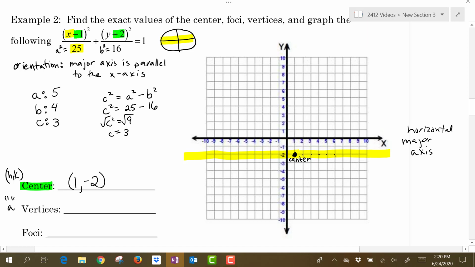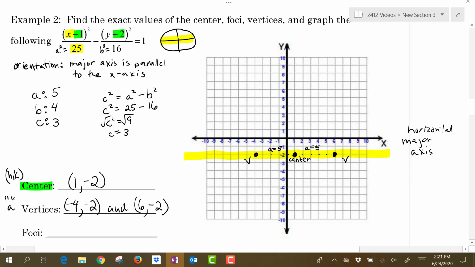So we're going to go along the major axis to the right of the center 5 units, since A is 5. And we're going to go to the left 1, 2, 3, 4, 5 units as well. So we're going to go a distance of 5 to the left, 5 to the right, and those are the vertices. Okay, we want to label those points. What is that? -4 for x. The y value is -2. And for the right vertices, it looks like the x value is 6, and the y value is again -2.